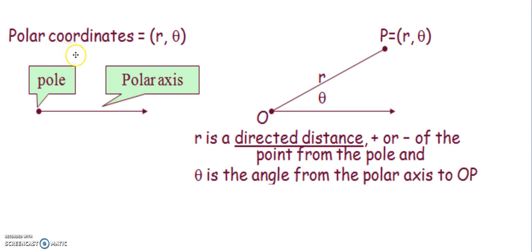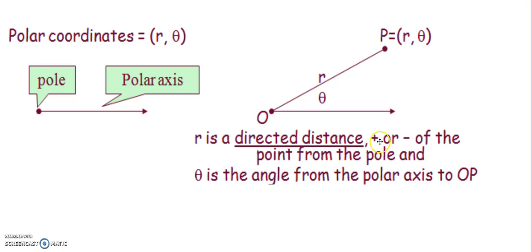So we can see that a little bit more in this diagram. We have our polar coordinates r, theta. Here's the pole, here's the polar axis. Theta is what I normally think of with theta. Think about our angles on the unit circle, trig, all that fun stuff. R is a directed distance.